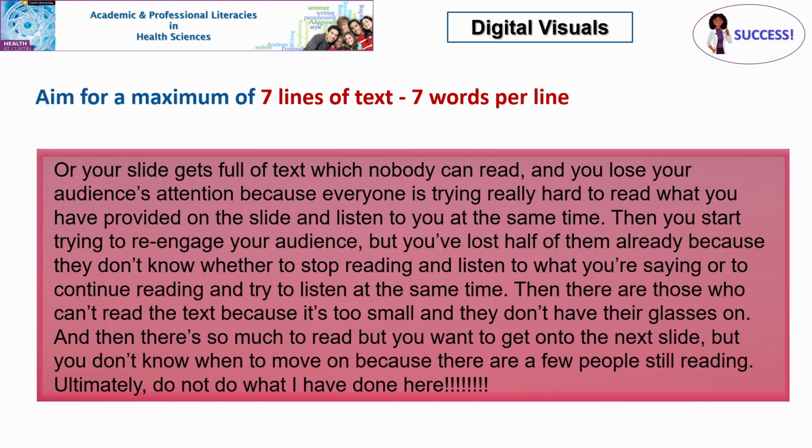Another thing to avoid is too much text. This demonstrates that it's difficult to read through that text in a presentation. We normally say 7 lines of text, 7 words per line is the maximum.